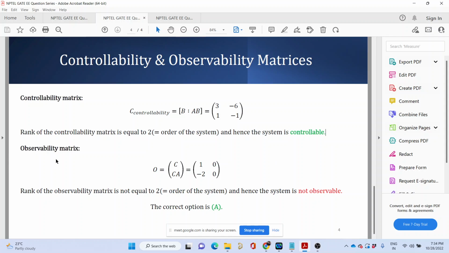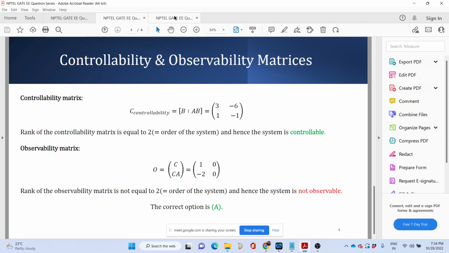If you look at the observability matrix, you have the element C on the first row, and the result of the operation C into A, that is the multiplication of the matrices C and A, would be the second row. If you do that, you see that this would be the observability matrix. You find that the rank of the observability matrix is not equal to the order of the system, so it is not observable. So the correct option is A.